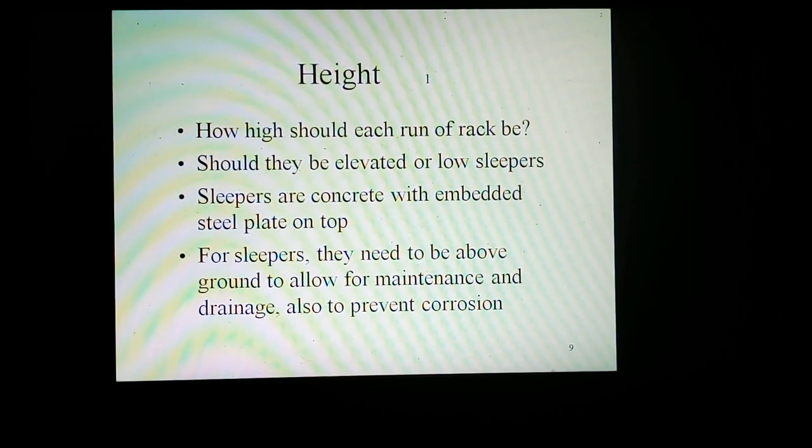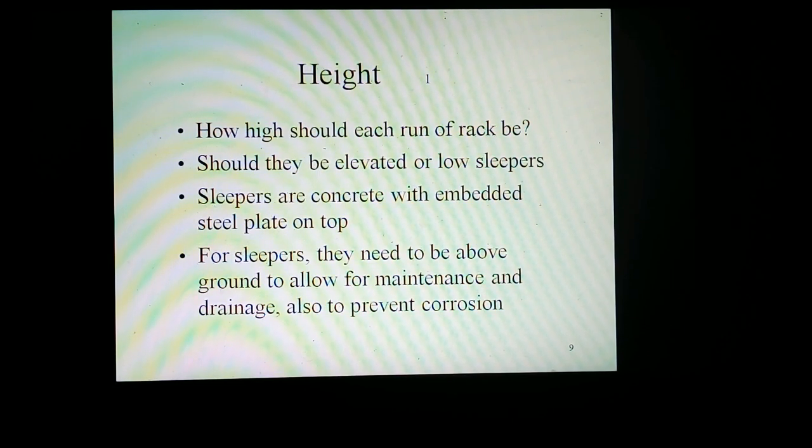Height. How high should each run of rack be? Should they be elevated or low sleepers? The sleepers are concrete with an embedded steel plate on the top. For sleepers, they need to be off the ground to allow for maintenance and drainage, also to prevent corrosion.